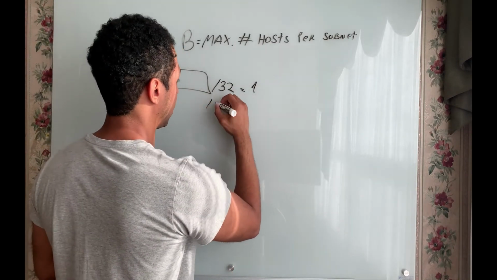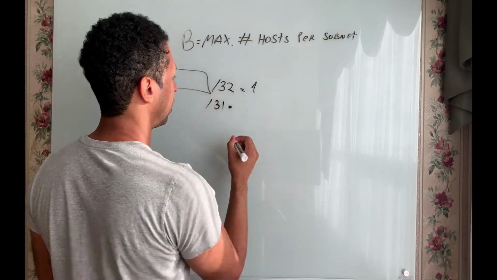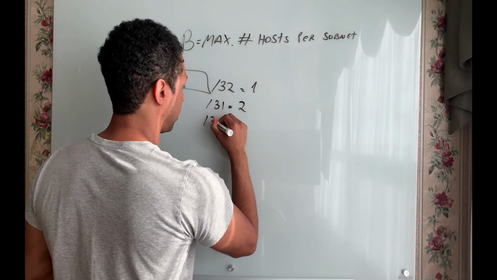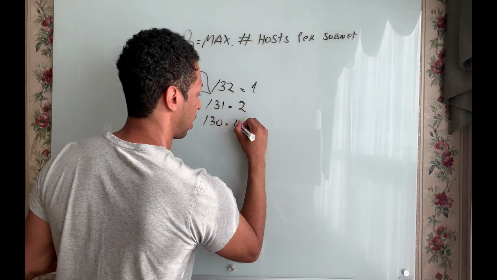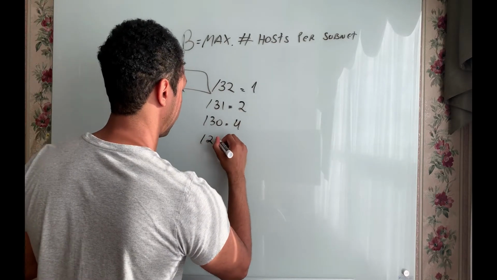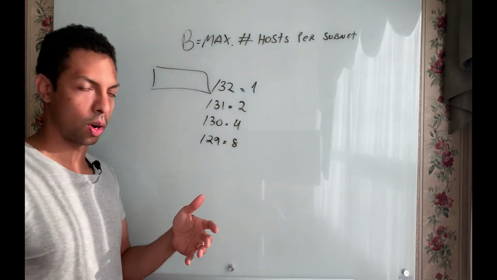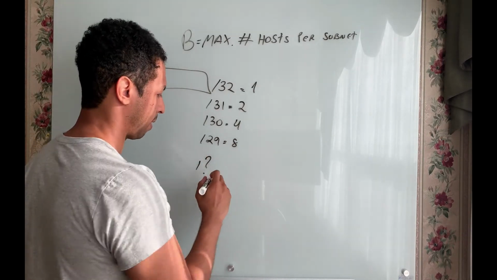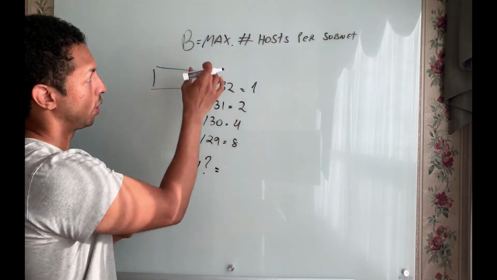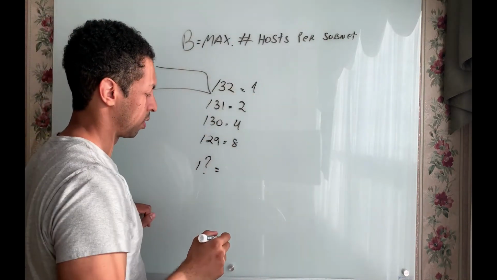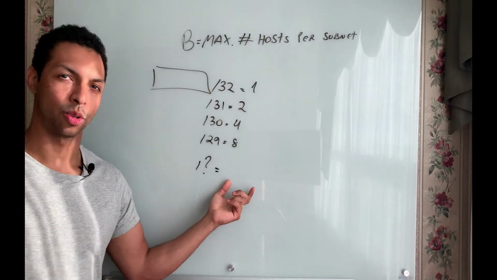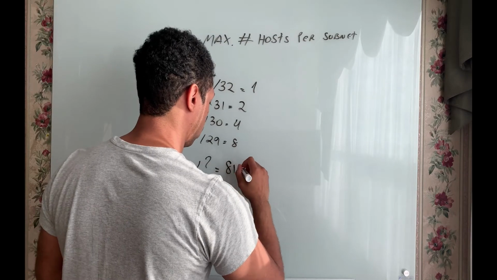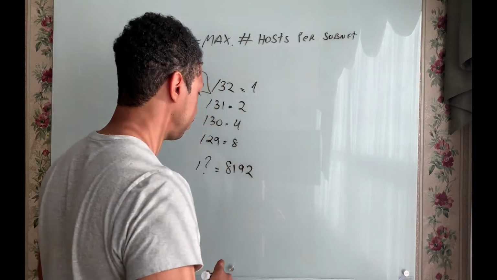If I have /31, that's going to translate into 2 IP addresses. If I have /30, that's going to be 4 IP addresses. If I have /29, that's going to be 8, and so on. And what we're looking for is the subnet mask. On the right-hand side, we know that that's B, the number of hosts per subnet. I'm not going to use B here. I'm going to use an actual number, so the calculation is going to be a little bit easier. So I'm going to use 8,192.